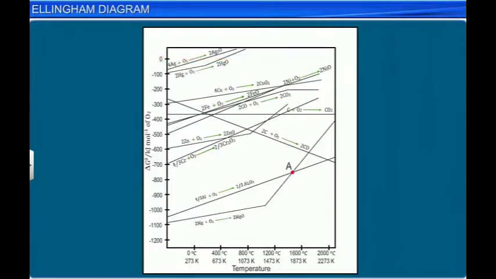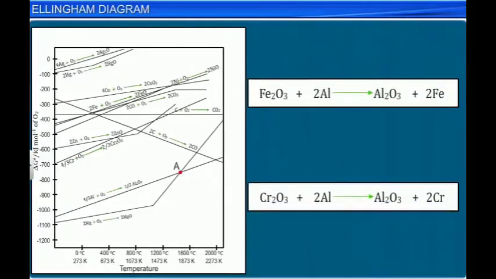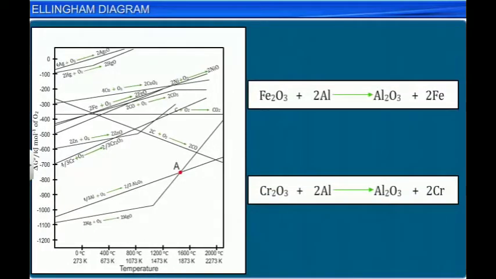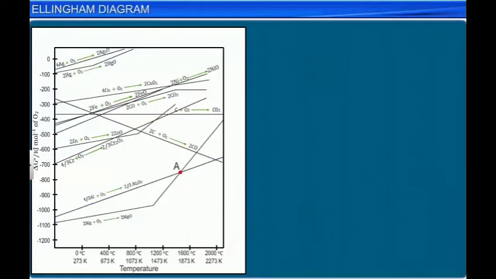Another important feature is that any metal will reduce the oxide of another metal that lies above it in an Ellingham diagram. Thus, aluminium can reduce iron oxide, chromium oxide, and nickel oxide in the well-known thermite reaction, but aluminium will not reduce magnesium oxide below 1500 degrees Celsius.